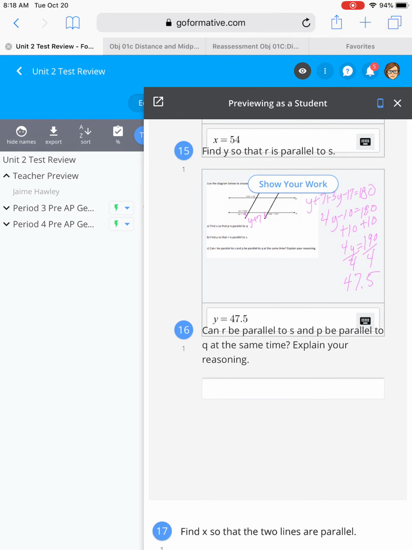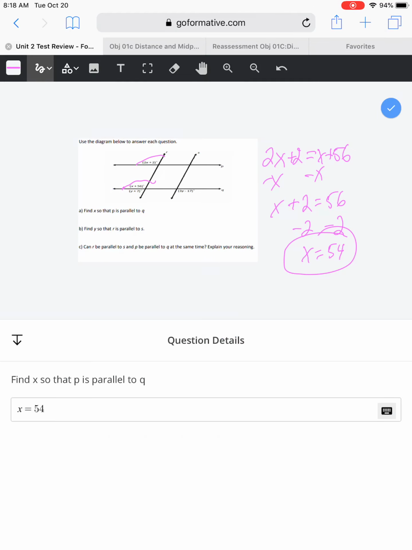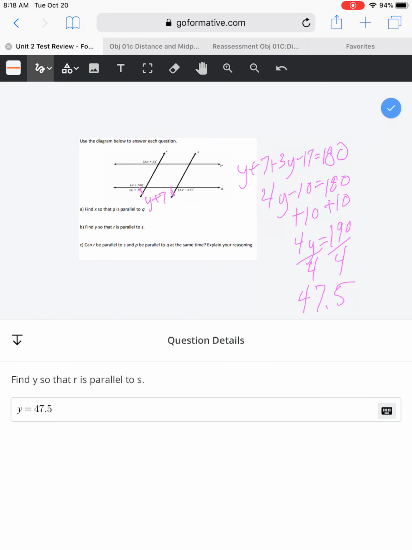Okay. Can R be parallel to S and P be parallel to Q at the same time? Okay, so I'm going to go back up to R. So if X was 54, then I know the measure of, let's say, this angle here, that would be 54 plus 56, which would be 110 degrees. That's what that angle would have to be. Now, if I go here, if y was 47.5, well, this angle here would be 47.5 plus 7, which is 54.5.